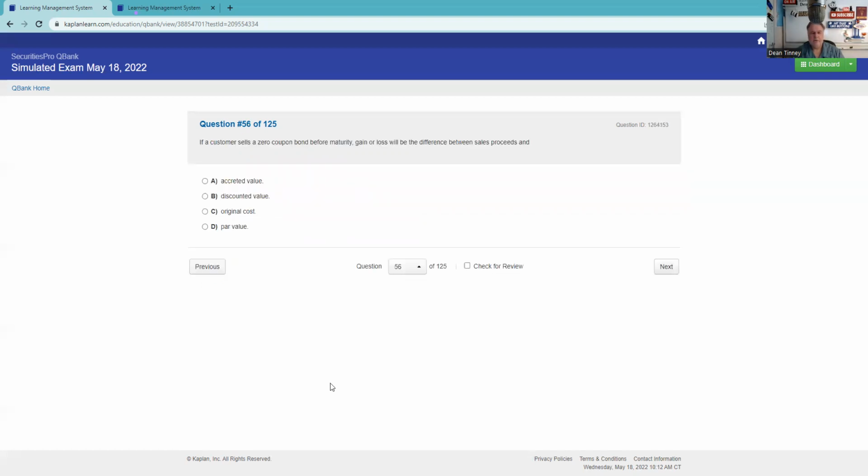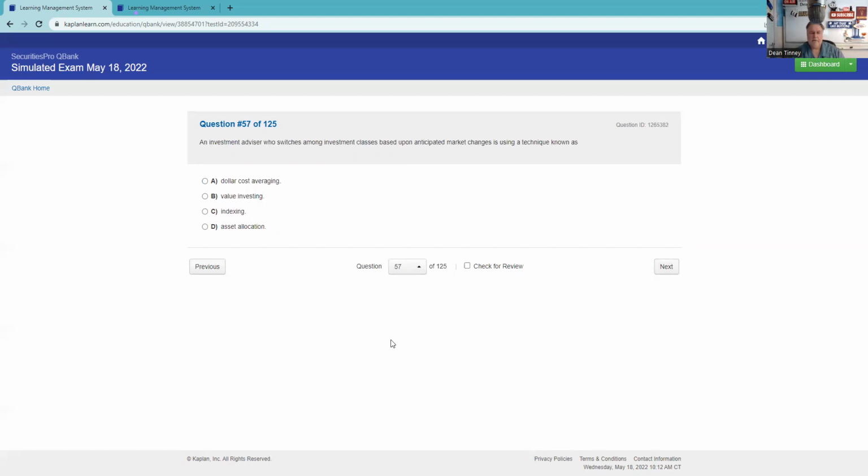A customer sells a 0 coupon bond for maturity. The gain or loss will be the difference between the sales proceeds. Remember, you have to do straight line amortization upward. There's an imputed interest you're receiving, and that's called your accreted value, right? So it's going to be A.